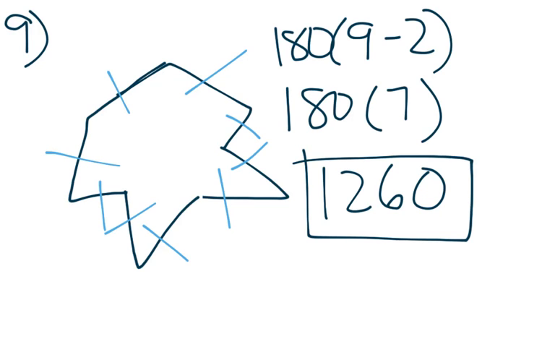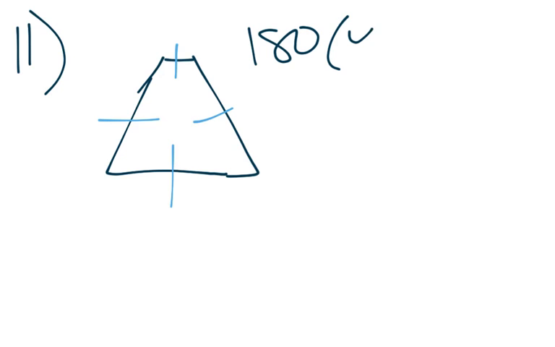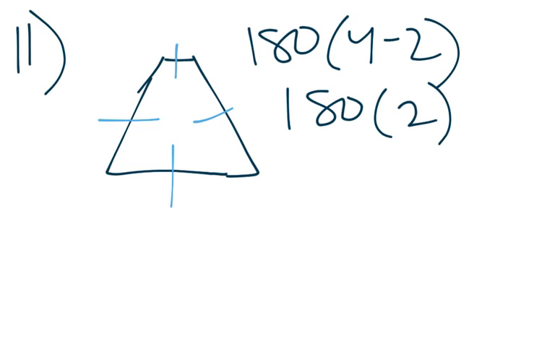Over here we have a trapezoid, which is a type of quadrilateral, which means it has 4 sides. So it's 180 times 4 minus 2, which is 180 times 2, and we have 360 degrees, which is what all quadrilaterals are. Let's go to number 13.